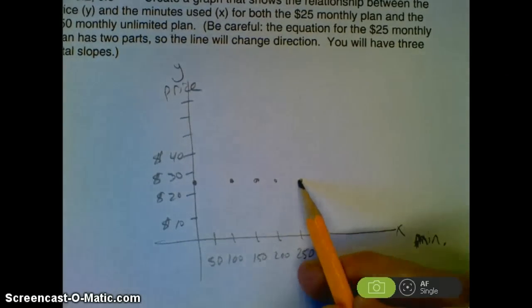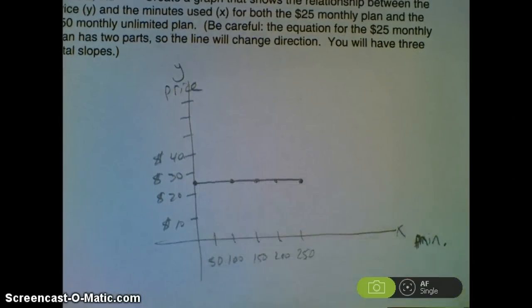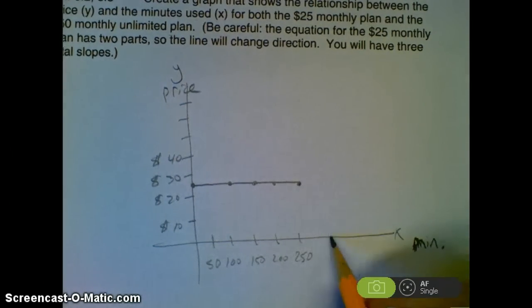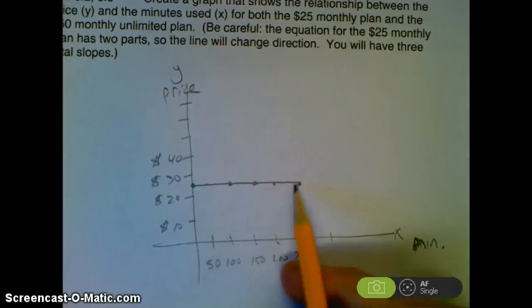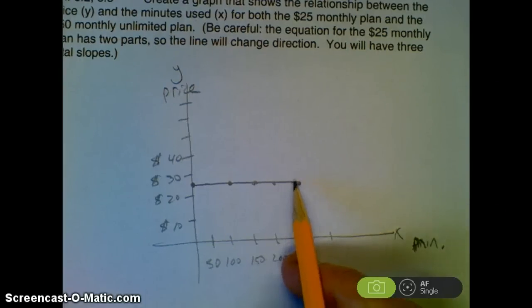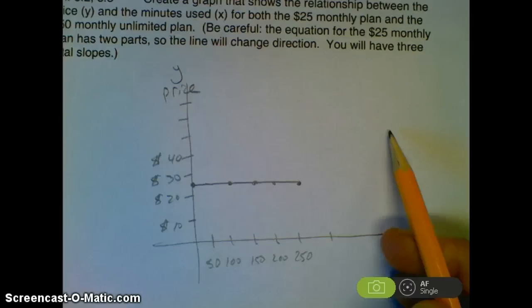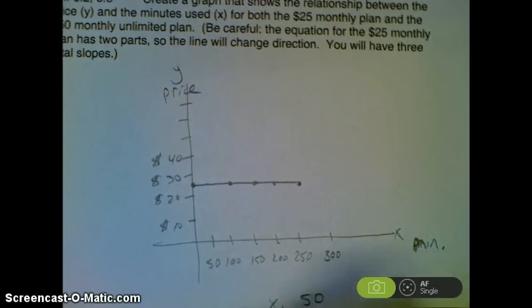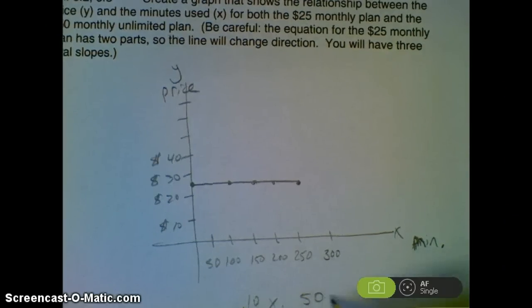It's once I get to 250 that I'm charged 10 cents per minute. So my slope is not going to be 0 anymore. My slope is going to start rising, because now, let's say I had 300 minutes here. That's 50 more. That's 50 over my 250. So it was 50 minutes times 10 cents a minute, times 50 equals $5.